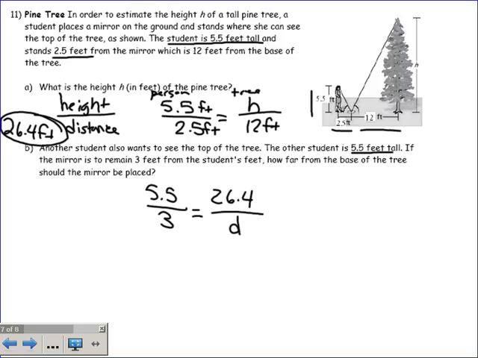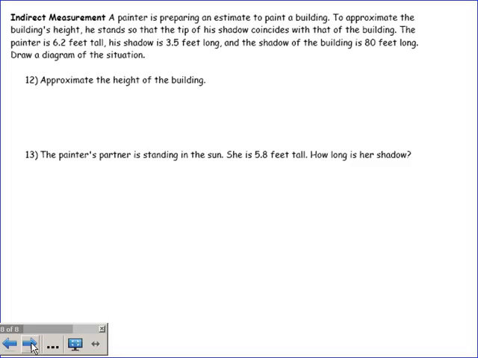What did you guys get as an answer for that distance? 14.4 feet. Again, I think it's good to have the units on there as we go along. Are you guys taking good notes on this? Okay, hopefully this makes good sense to you. Is this the last one?